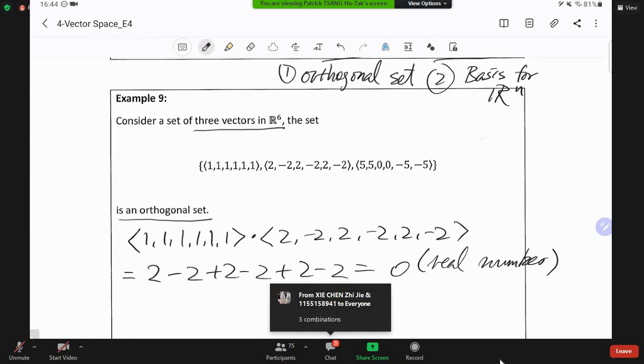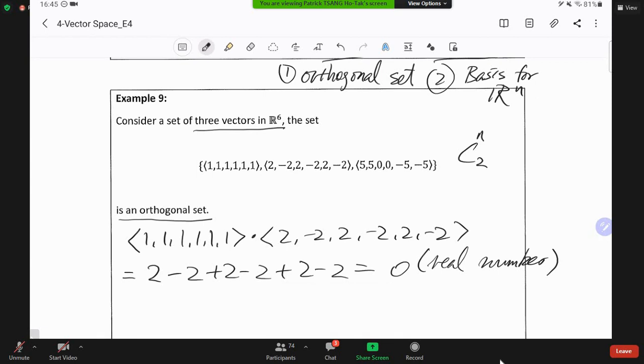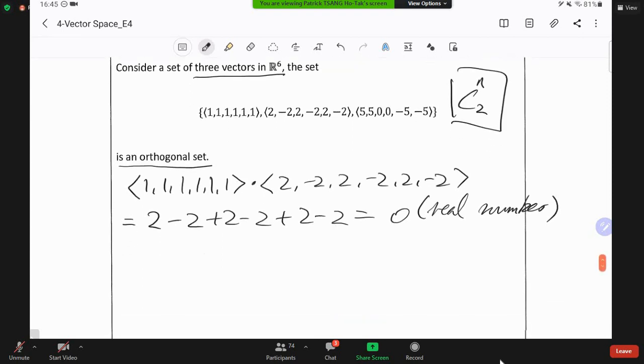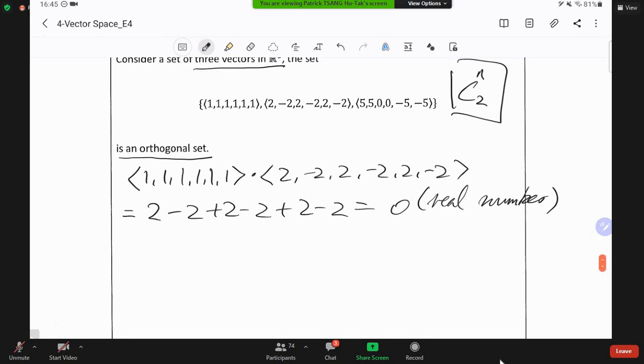So in general, suppose there are n vectors. You are going to pick NC2 combinations to consider. Of course, the higher the number n, the higher the number of combinations you need to check. Just for your reference, I know you guys should be quite familiar with this.